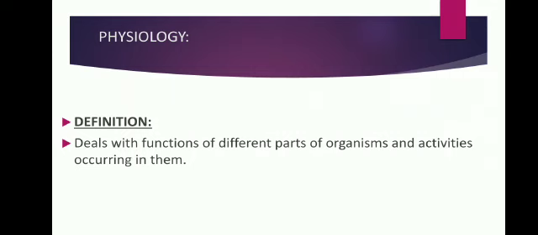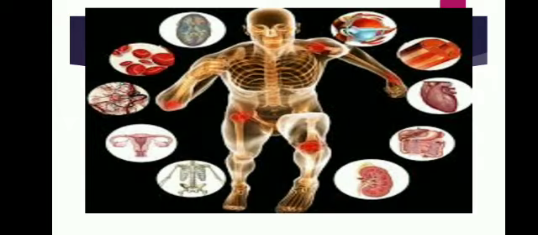Our next branch is physiology. The word physio means nature or activity and the word logy means study. So the study of functions of organisms is known as physiology. This branch deals with the functions of different parts of the organism and the activities or functions occurring in them. For example, the working of the eye. For example, you can see the different functions on your screen. All these functions we can study in this branch of biology.